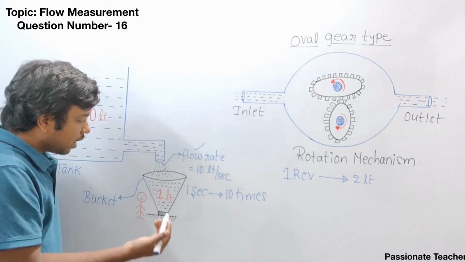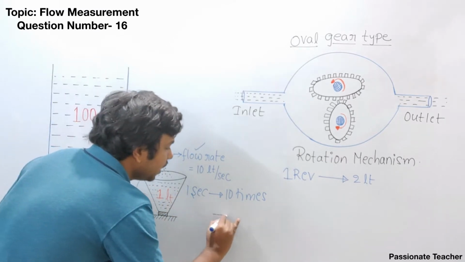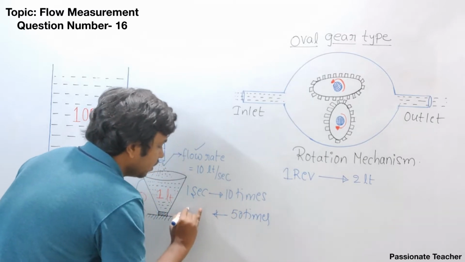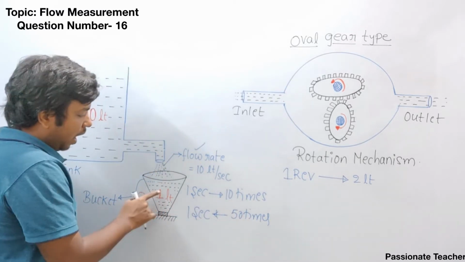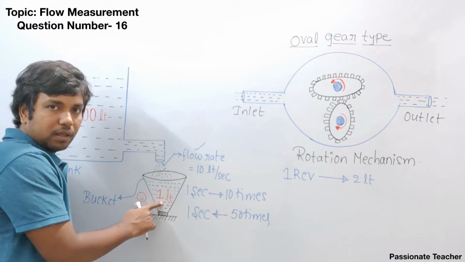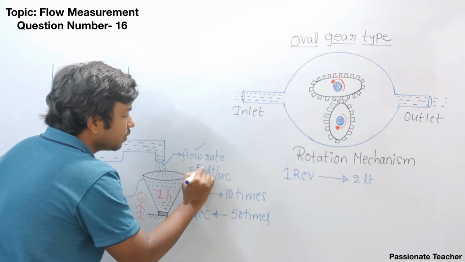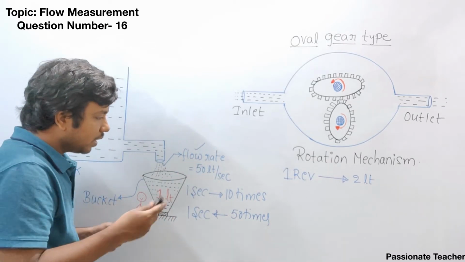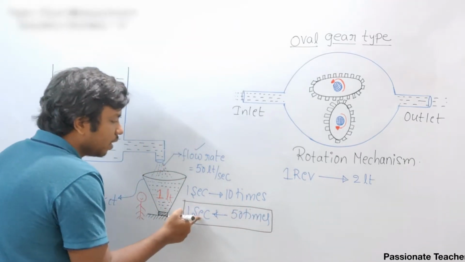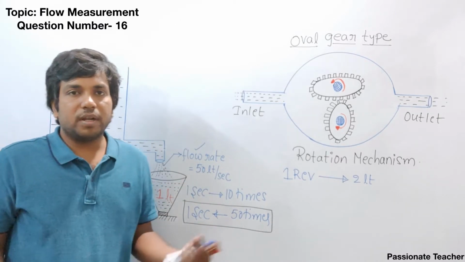Next time, if I say he is emptying the bucket 50 times in 1 second, what does it mean? It means that as the capacity of this bucket is 1 liter, 50 times he is making the bucket empty. This means I can say the flow rate is 50 liters per second. It means that if we can calculate how many times this person is emptying this bucket in 1 second, that can directly give the information about the flow rate. So it is very simple.